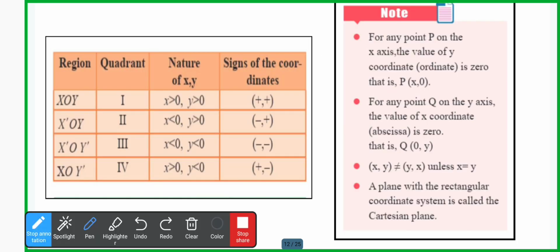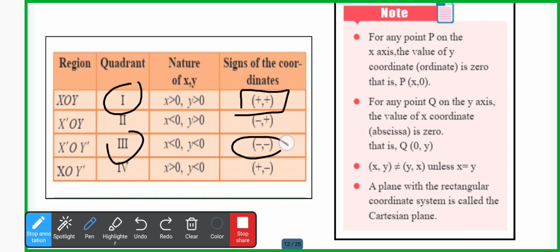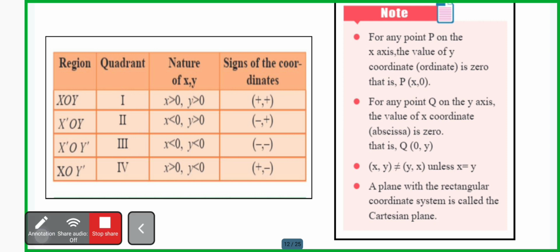We have already discussed this table before: in quadrant 1, both are positive. In quadrant 3, both are negative. Same signs, plus, plus, minus, minus. And in the second quadrant, x is negative, y is positive. And in the fourth quadrant, x is positive and y is negative.